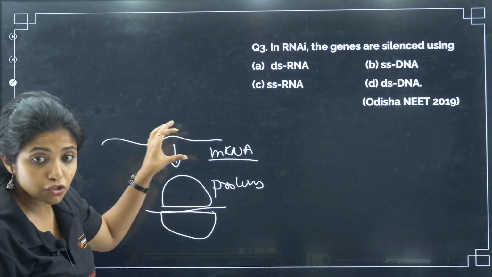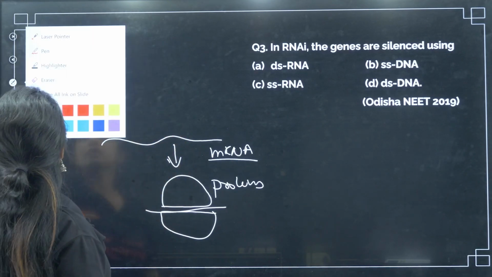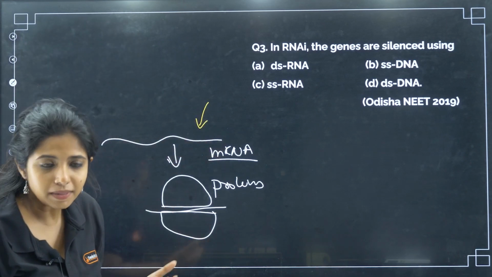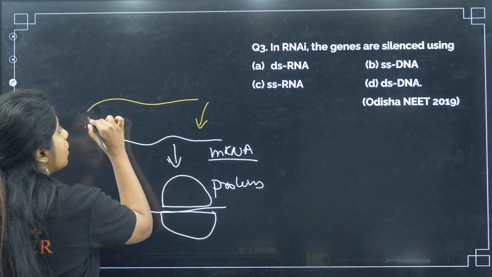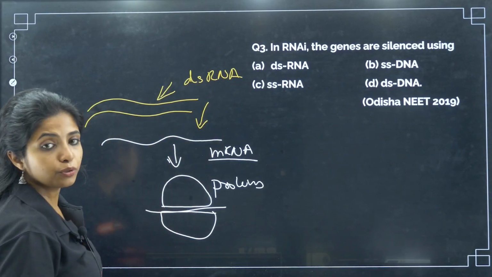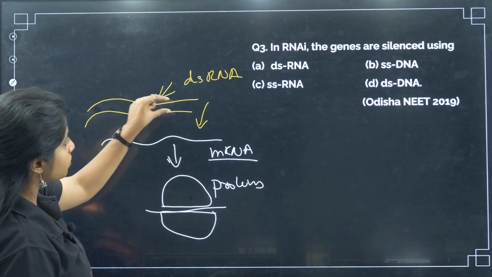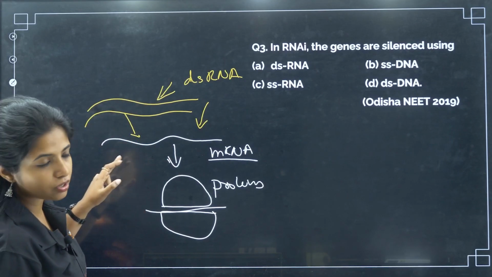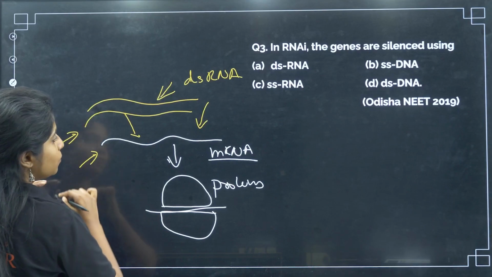And it is single stranded, to be specific. Now what you are doing is, you are not letting this mRNA get translated. How, ma'am? We are going to introduce a double stranded RNA. From this double stranded RNA, one strand is going to pair up with this particular mRNA strand.